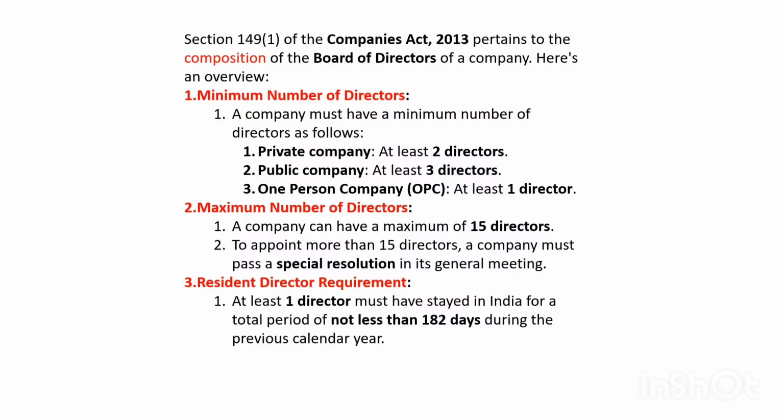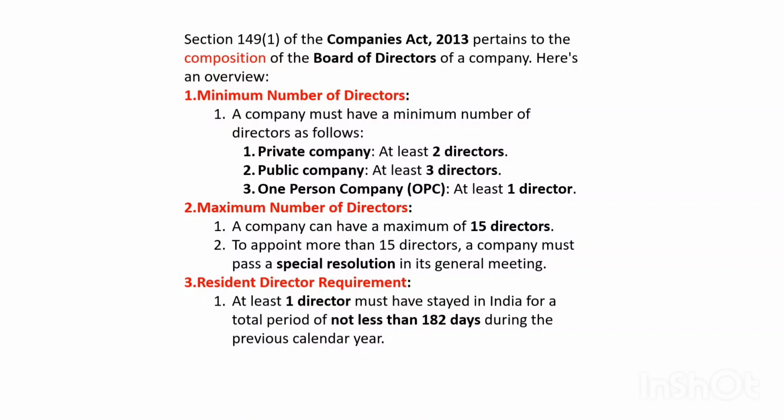A company must have minimum number of directors. For a private company, at least 2 directors should be there. In case of public company, at least 3 directors should be there. For a one-person company, as the name itself suggests, one can be a director in OPC.